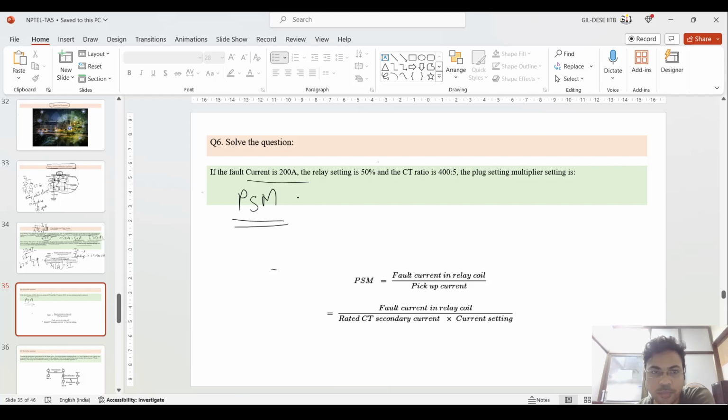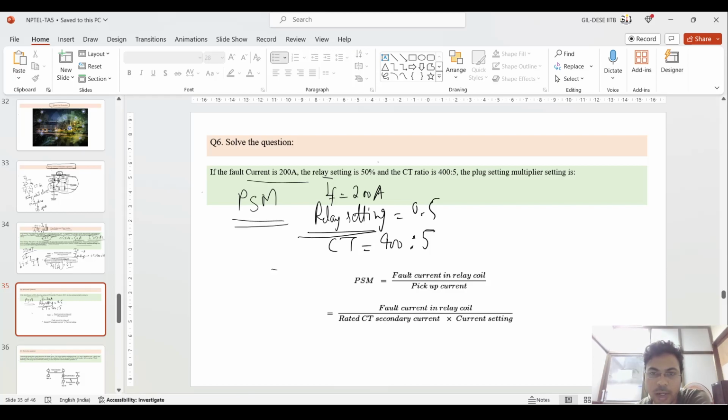Okay, let's see. I'm explaining this question. Let me make you understand this question. Suppose what is given is that the fault current is 200 amps and the relay setting is 0.5 and the CT ratio is given as 400 is to 5. So this is the relay setting.